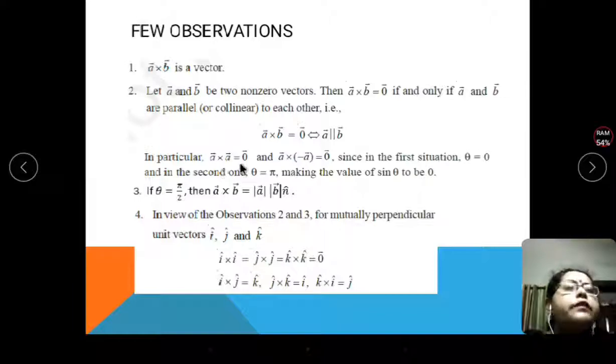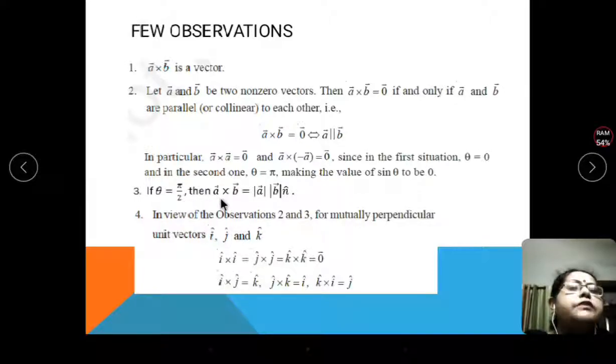And in particular, if B is equal to A, that means if we are talking about A cross A, then that is going to be 0. And it's obvious because in this case, theta is 0. Now, if we talk about B equal to minus A, A cross minus A, then also it will be 0. And see that in this case, theta is going to be pi or 180 degrees. So sine theta is also 0 in this case. Now next, what happens if we have perpendicular vectors, or rather theta equal to pi by 2?